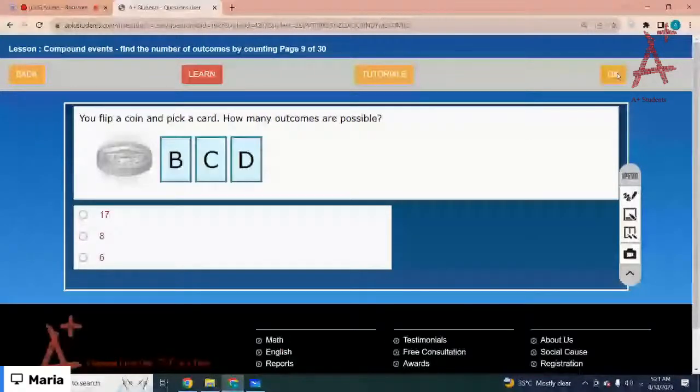You flip a coin and pick a card. How many outcomes are possible? So, which is the correct option? The correct option is 6. You have 3 outcomes for card and 2 for coin. So, that would be 6.